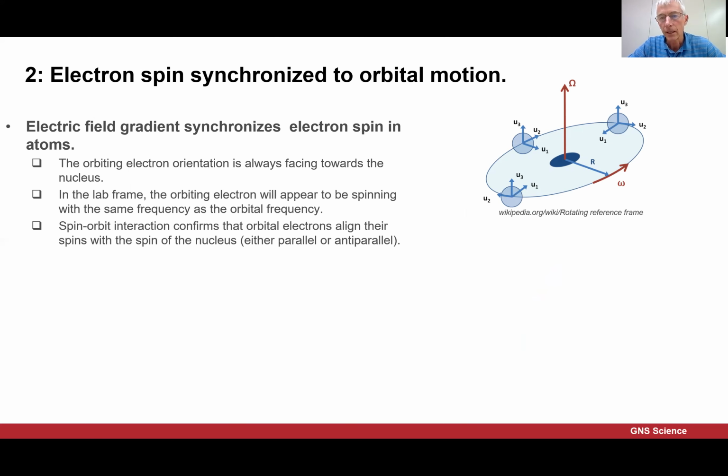The second piece of knowledge we're bringing is that the electron spin is synchronized to the orbital motion. We know that the electric field will have a gradient from the proton extending outwards, and the electron will see this in its orbital motion. And this will act to encourage, and indeed make, the electron orientate its orientation towards the central charge. And this is confirmed by the spin-orbit interaction, where the orbital electrons align their spins to the central nucleus, either parallel or anti-parallel.